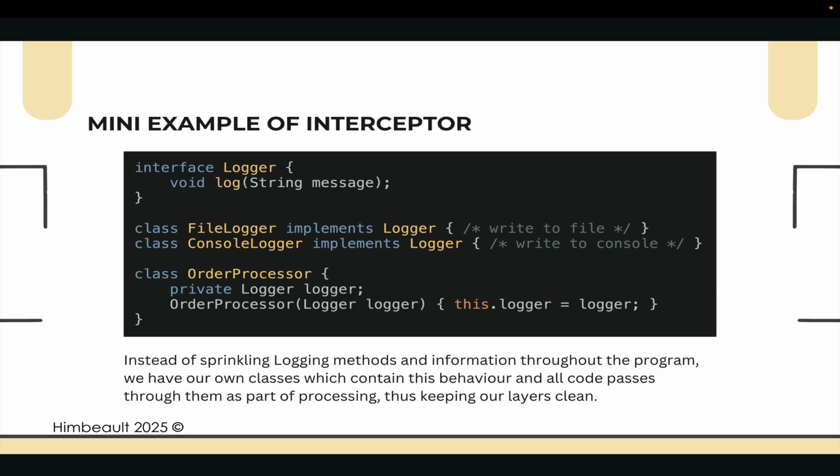So instead of sprinkling logging methods and information throughout the program, putting print stack traces everywhere, system.out.println, all that good stuff, we can make our own classes that contain the behavior, and we can just force all of our code to pass through them as part of processing, right? And this keeps our layers clean. So within the order processors and the email processors and the user process managers, we can force this behavior.